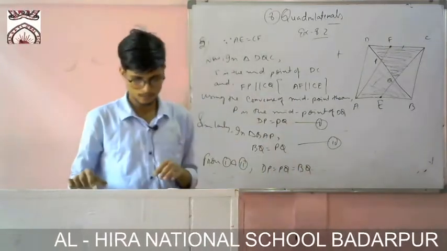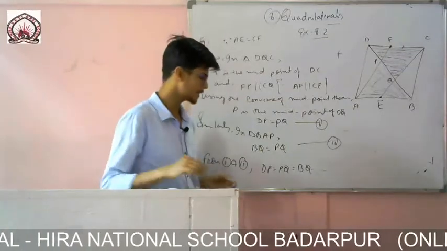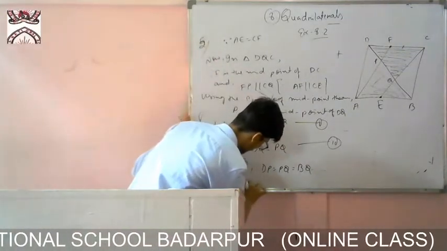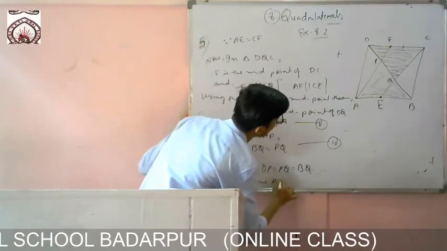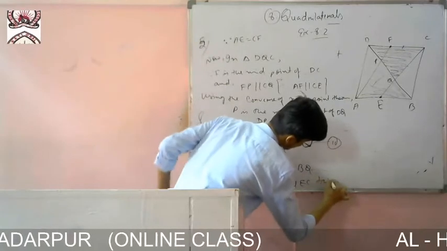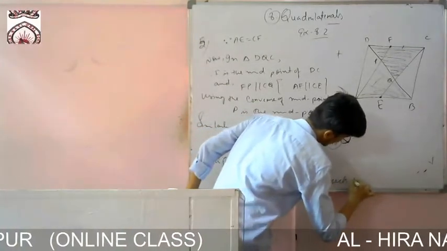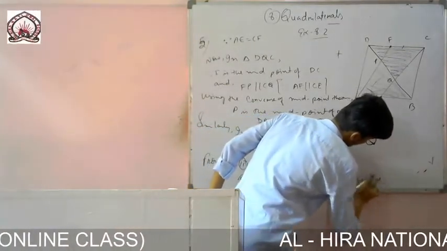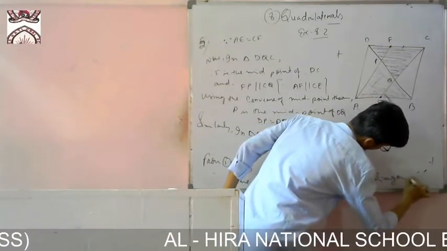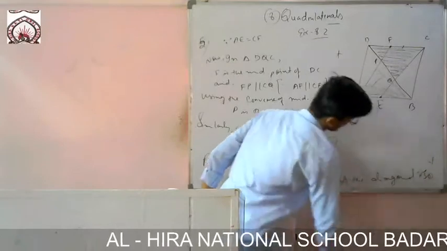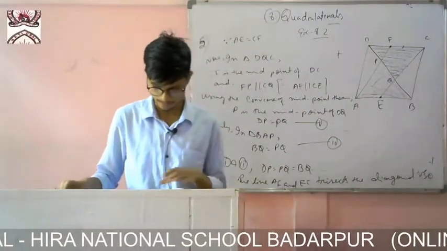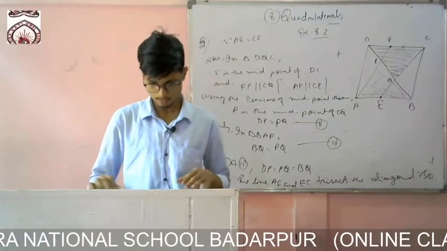After that you write the line AF and EC trisects the diagonal BD. Therefore the line AF and EC trisects the diagonal BD. Okay, so now let us move to question number 6.